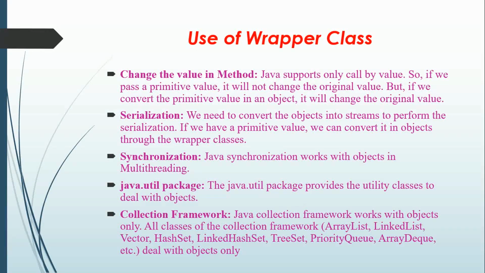Synchronization: Java synchronization works with objects in multi-threading. The java.util package: this util package provides the utility classes to deal with objects. Collection framework: the Java collection framework works with objects only. So all classes of the collection framework, that is ArrayList, LinkedList, Vector, HashSet, all these deal with objects only.